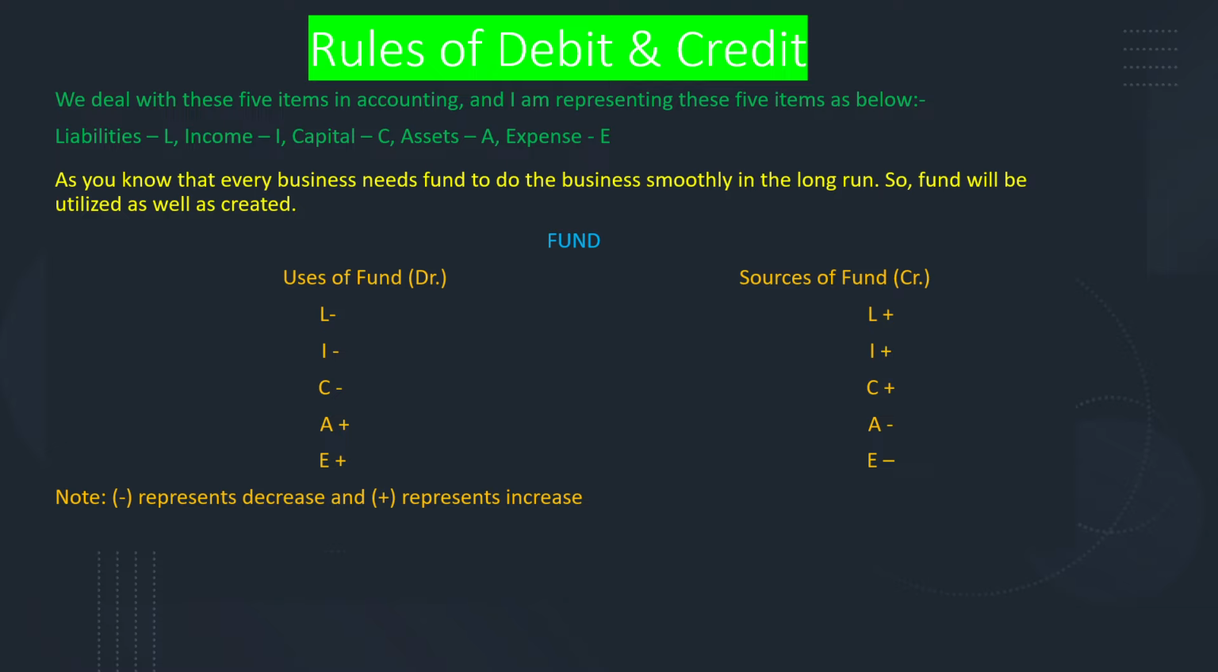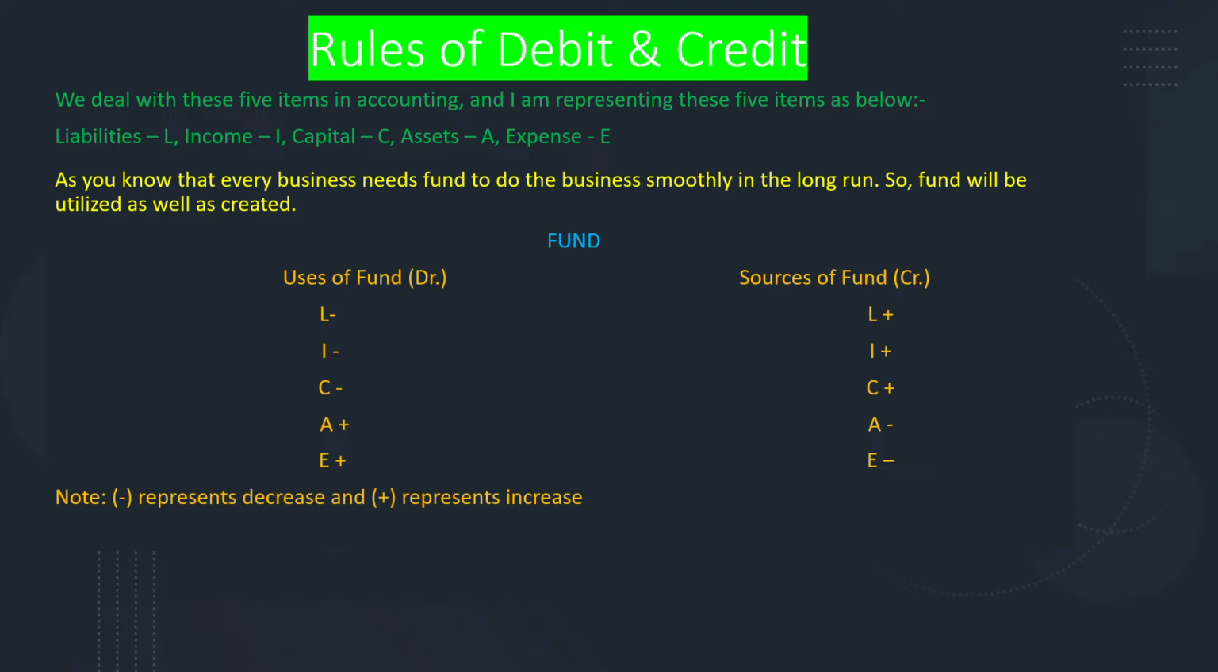Today, we are diving into a fundamental aspect of accounting, the rules of debit and credit. These rules are like the building blocks of accounting, and understanding them is crucial for maintaining accurate financial records. So grab your notepads because we are about to decode the rules of debit and credit.